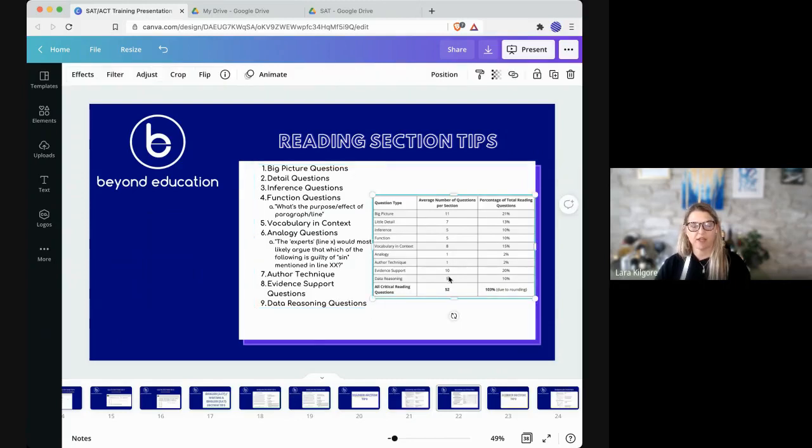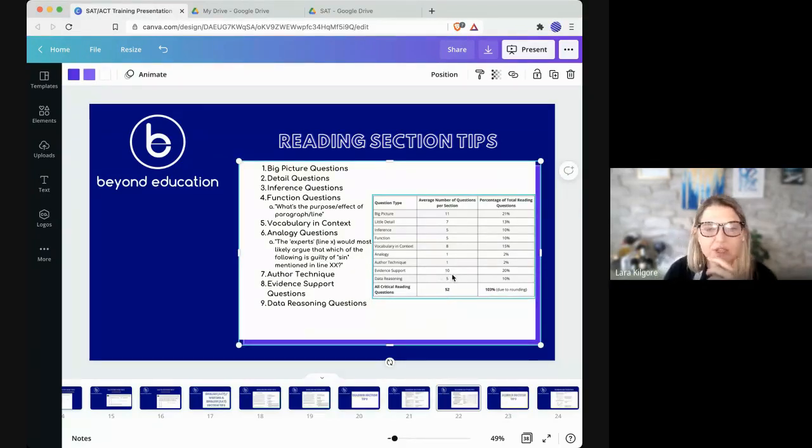So I pulled this off of, I meant to put the website in here. I'll have to go and do that. I'm not plagiarizing. This is a breakdown from another test prep blog that I found that seemed about accurate. So if you look at the breakdown, the majority of the questions, a little over a fifth, are big picture questions, and then little detail, inference, function. Oh, I'm sorry. And then evidence support down here is the other fifth. And then the rest of it is distributed between the other seven types of questions.